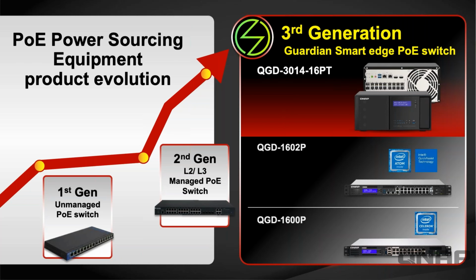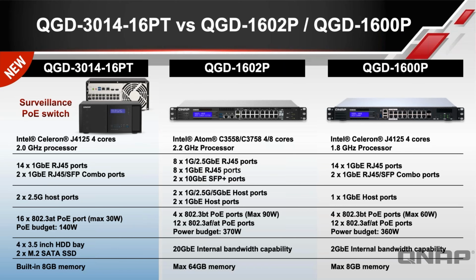So, for those of you not familiar with the Guardian range, this slide just shows what we feel is the evolution of PoE switching, from the entry-level unmanaged switch that just provides power and network connectivity to the devices, through to a layer 2 or 3 managed switch that allows for functions like VLANs or port trunking, and then onto a smart edge PoE switch, which for us means adding a whole host of network features alongside a NAS host that provides storage and support for VM applications. And this range of products is what we call our Guardians.